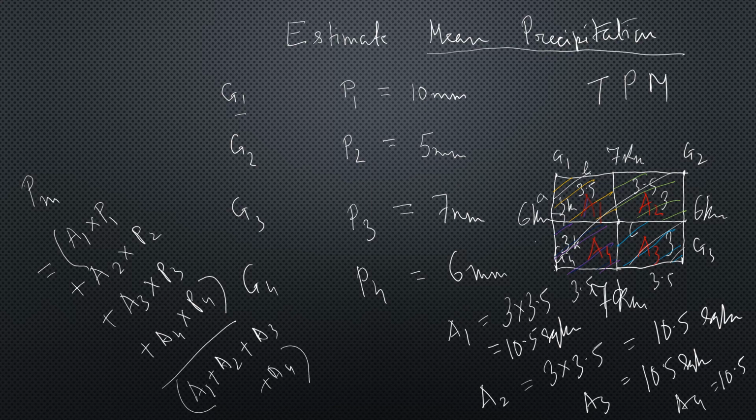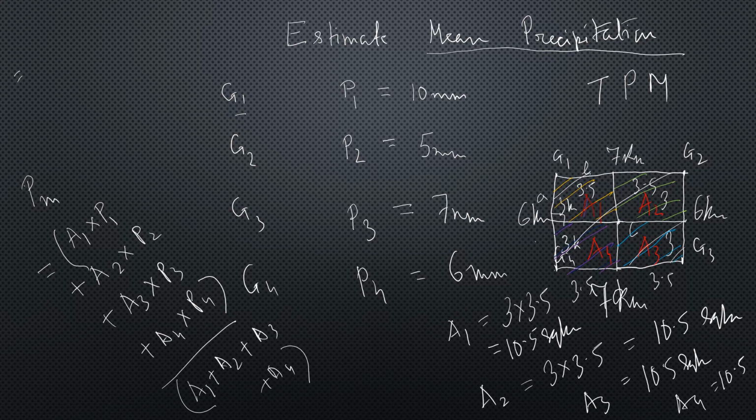As this is a rectangular watershed and you are bisecting its sides, it will create 4 different rectangles within the original rectangle. So as you have found, A1 is 10.5, A2 is 10.5, all of A1, A2, A3, A4 is 10.5.